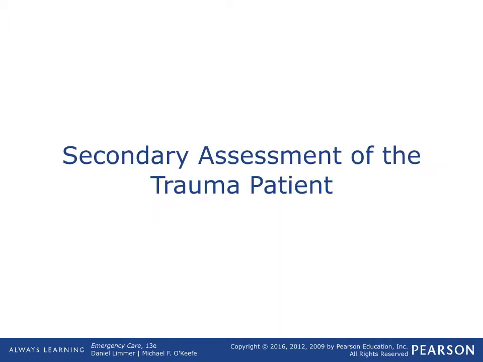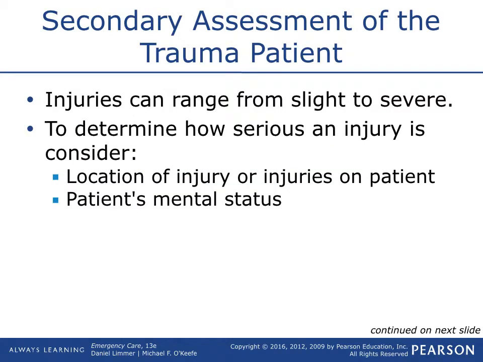So, secondary assessment of the trauma patient. Injuries can range from slight to severe, in case you didn't know that about trauma. But the fact is, some people can have a broken leg or they got a ruptured spleen. Obviously there are going to be different things. To determine how serious an injury is, consider location of injury or injuries on a patient. Patient's mental status. So, everything's going to revolve around mental status, big time. But also, where is the injury? Is it thoracic, torso, chest?